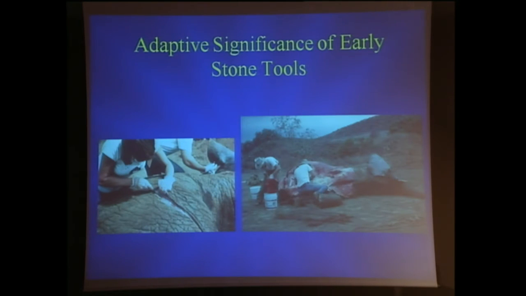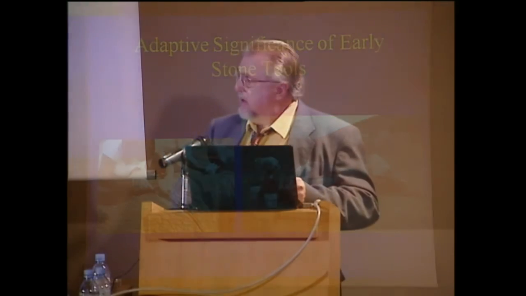And the adaptive significance of these tools, this is an extreme version. This is an elephant that died of natural causes. You see Kathy on the left using a simple Oldowan flake to cut through the hide. And in a few hours, we're able to process hundreds of pounds of meat. These may be exceptional circumstances, but it does show that the simplest technologies are incredibly efficient at animal butchering.